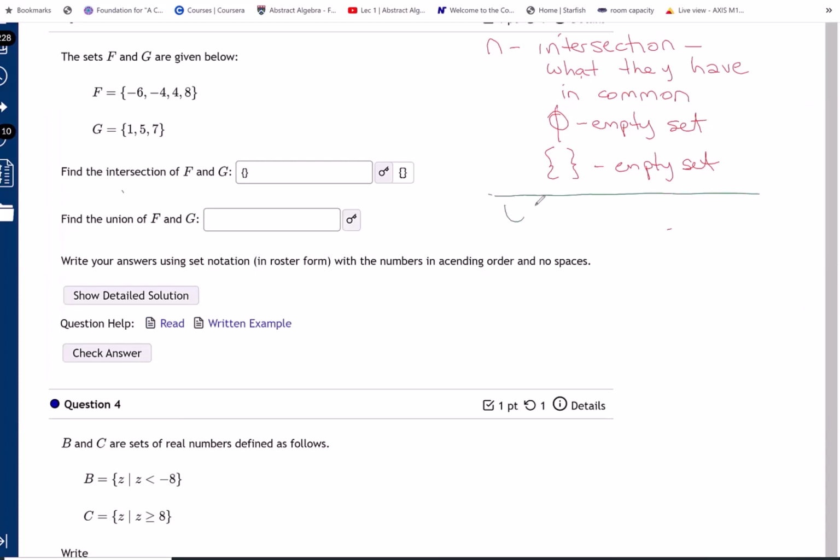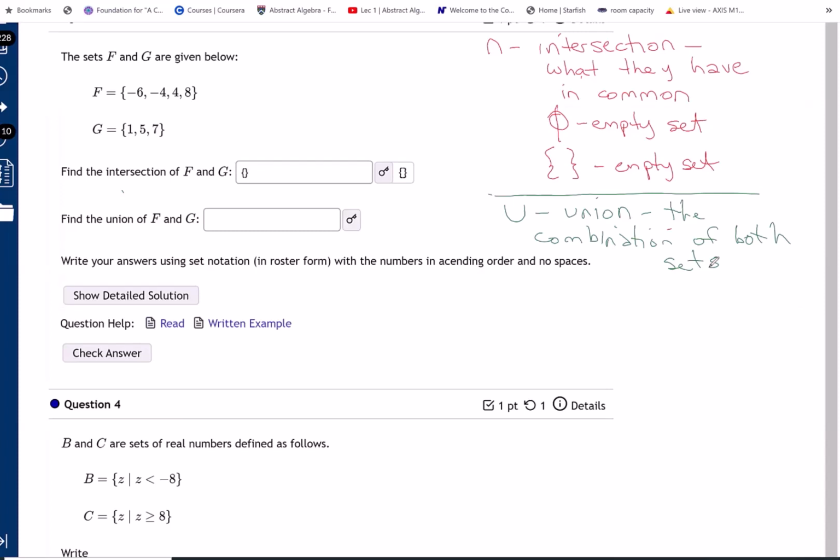The union is the combination of both sets, which means I'm going to combine them. When you get married, you have a union. You have two sides. You have the husband's side and you have the wife's side. When you get married or when the couple gets married, all the people in their families become family. We combine both families into one. That's what a union is.